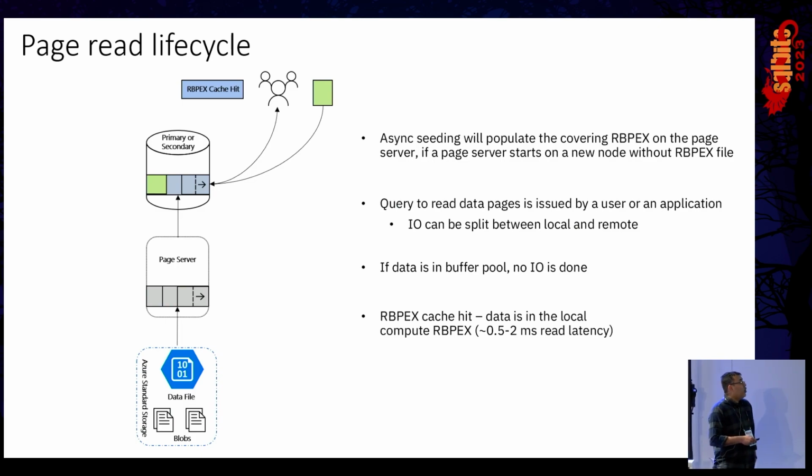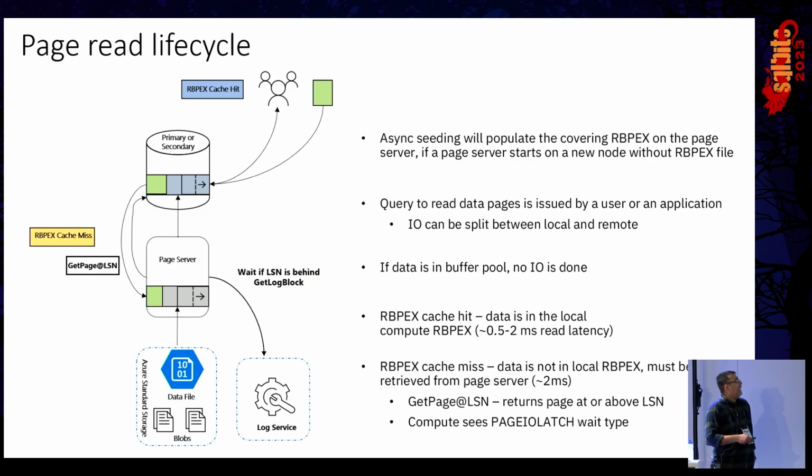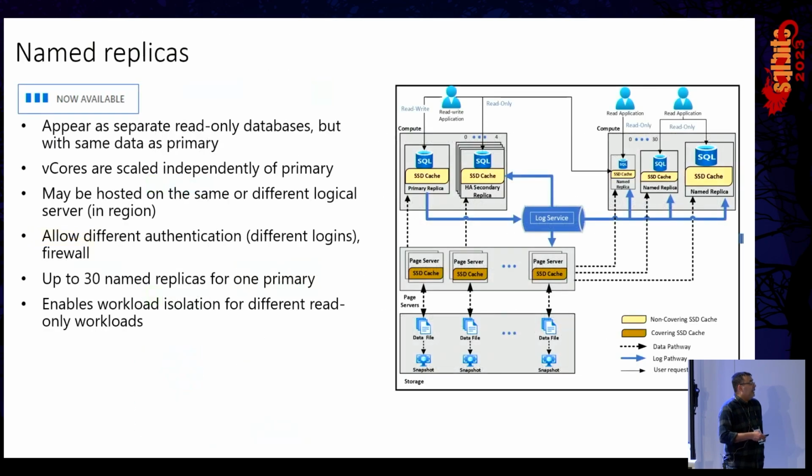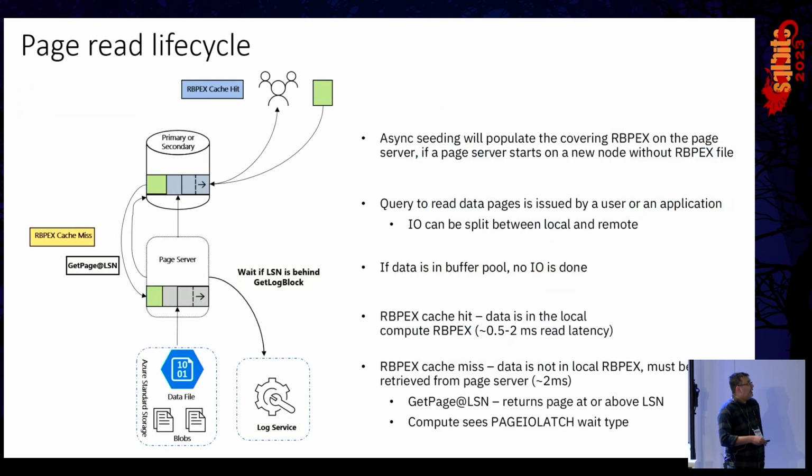If the data is not in the RBPEX cache, then we issue a get page to the appropriate page server. We know what file ID we are reading from and what page we're reading. If this page is not caught up, then it goes to the log service, gets the remainder of the log, applies it, and returns the page. If this page is caught up, it just returns the page. And we're talking in the 2 millisecond range at the high P90s as the latency from compute to the remote page server.